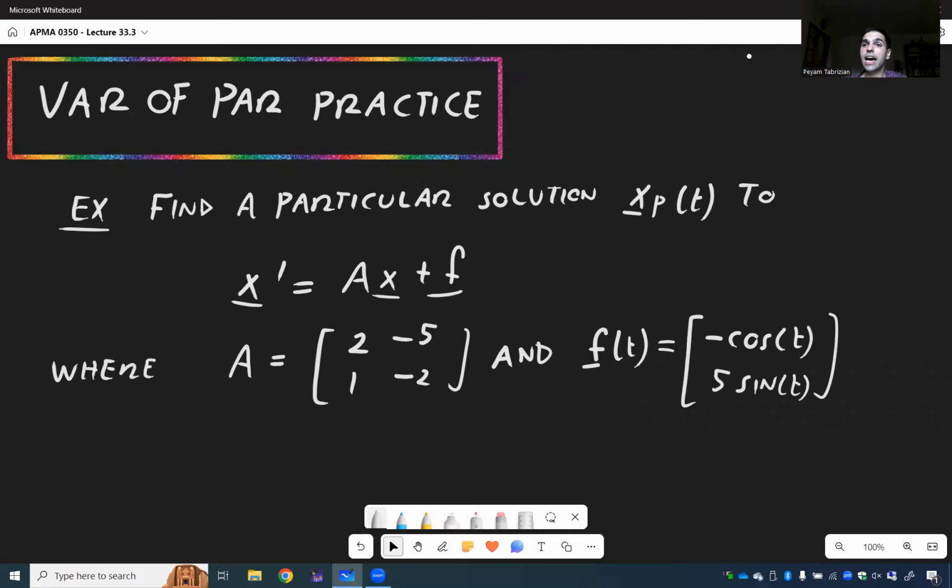Let's do one more example of var of par, but this time with some trig. So let's find a particular solution xp to x prime equals Ax plus f, where A is [2, -5; 1, -2], and f is [-cosine of t, 5 sine of t].